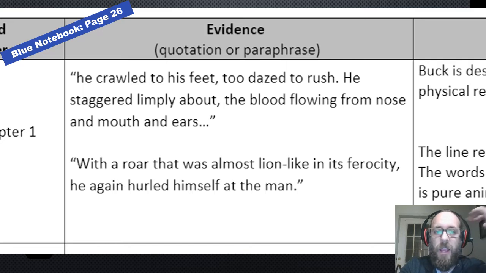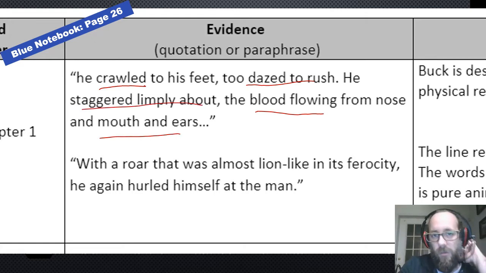So this is from page 8. This is when Buck is being beaten. It says, "He crawled to his feet, too dazed to rush. He staggered limply about, blood flowing from his nose and mouth and ears." Now, I think this is all pretty realistic. I mean, we've just got a description of blood flowing from his nose. That's not a person. I mean, an animal can have that happen. Crawling to his feet. Yeah, dogs will do that if they're knocked down. Too dazed to rush. Staggered limply about. Even the blood coming from his mouth and ears. Let's look at the next one.